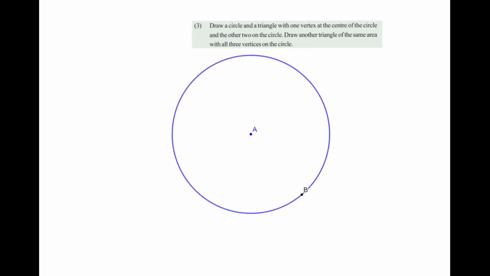First of all, let us draw a circle. Now let us draw a triangle in such a way that one vertex is the center of the circle and the other two vertices are on the circle, like this. Now we have to draw another triangle of the same area with all three vertices on the circle. So let us draw a line parallel to the base BC through the point A.